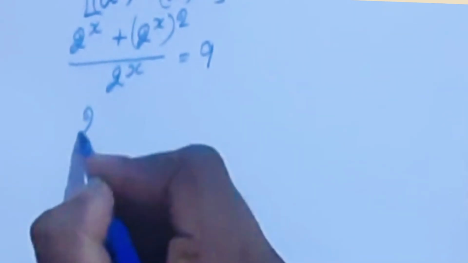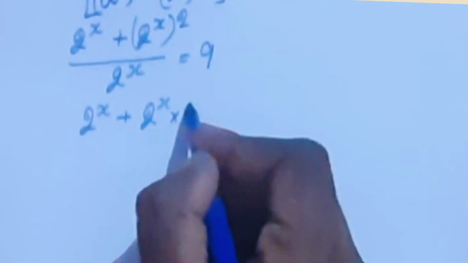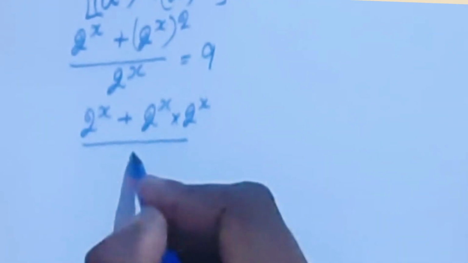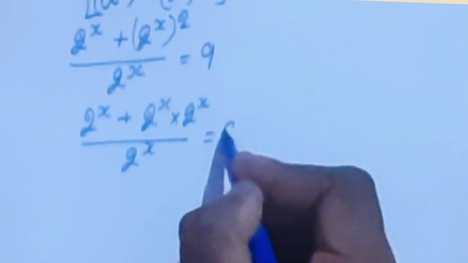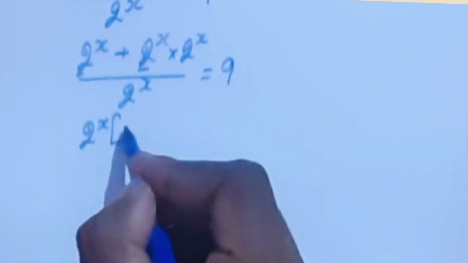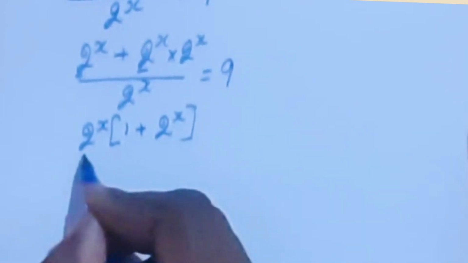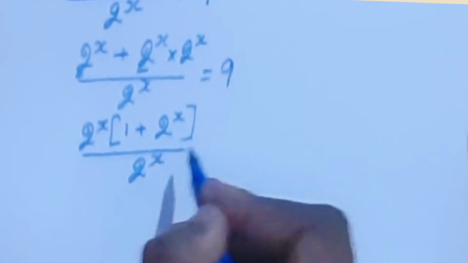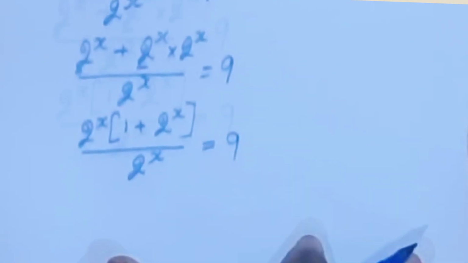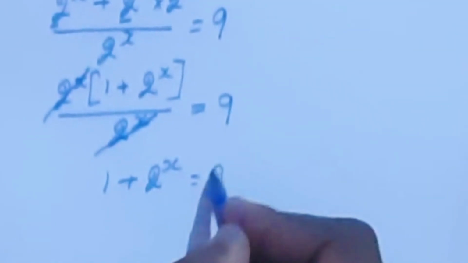Here 2 power x plus, this means 2 power x times 2 power x by 2 power x equal to 9. Here we are going to take 2 power x common out. So 2 power x open bracket 1 plus, here we have remaining 2 power x, close bracket, by 2 power x equal to 9. Now this 2 power x cancels this. Here we have 1 plus 2 power x equal to 9.